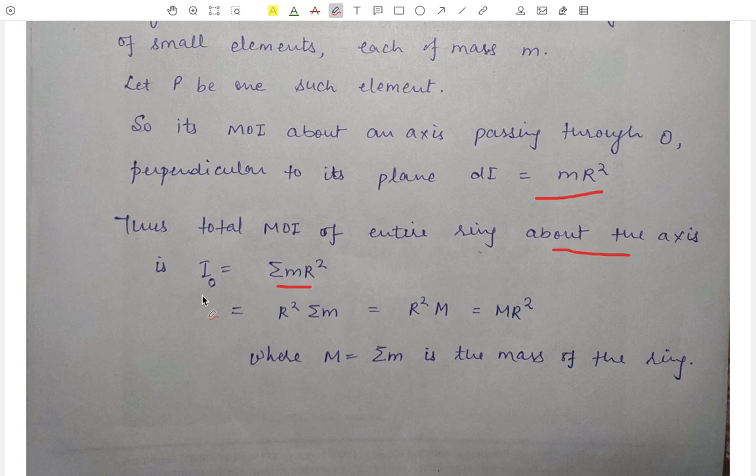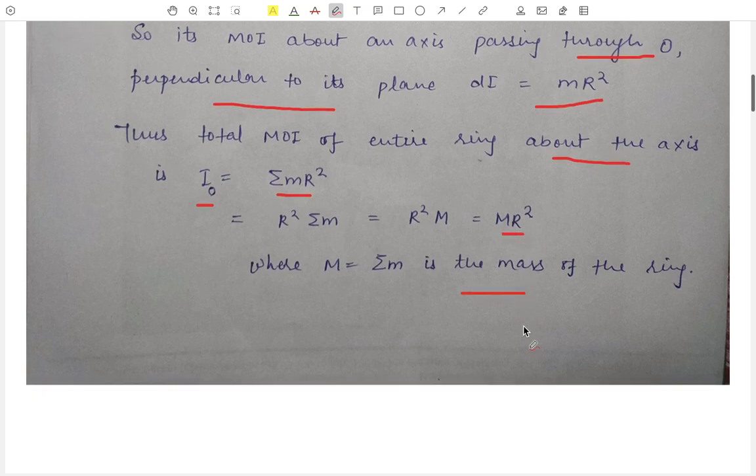Therefore, the total moment of inertia I_O comes out to be equal to summation m R squared. Summation m is equal to capital M, the total mass of the ring. Therefore, the total moment of inertia of the ring about the axis passing through its center of mass and perpendicular to its plane is equal to mass into radius squared, MR squared. This is the required moment of inertia of the ring about the axis.